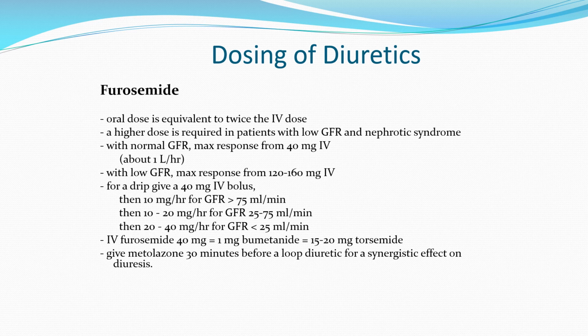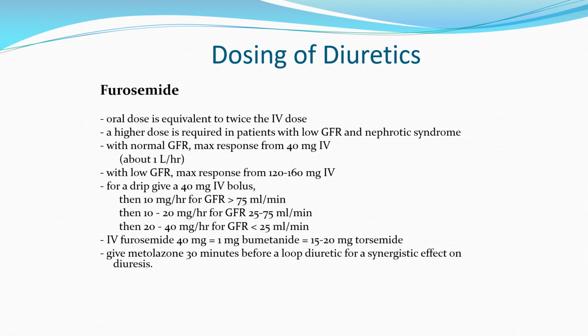IV furosemide 40 milligrams is equal to 1 milligram of bumetanide, which is equal to 15 to 20 milligrams of torsemide. Our heart failure specialists prefer giving bumetanide if it's given orally as opposed to oral furosemide, given the better oral bioavailability of bumetanide. The absorption of furosemide may be less in someone with heart failure due to bowel edema.